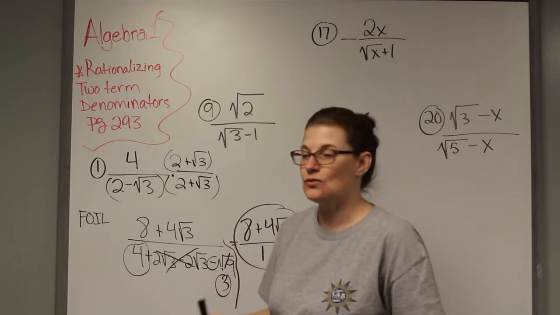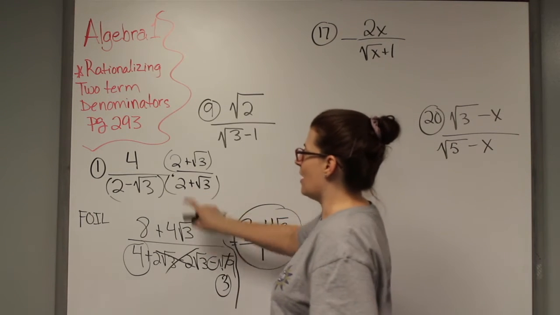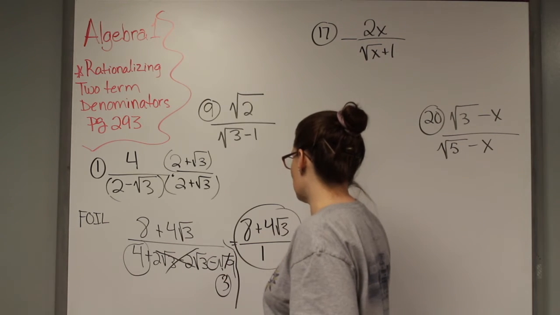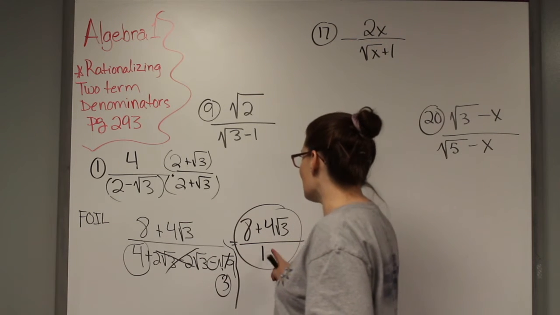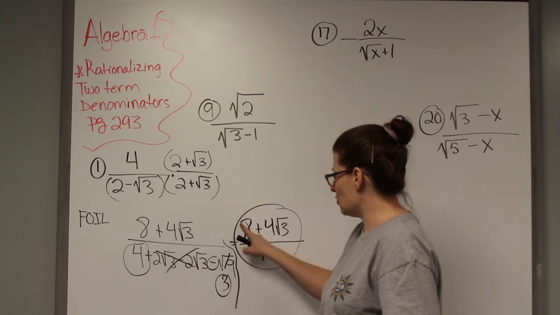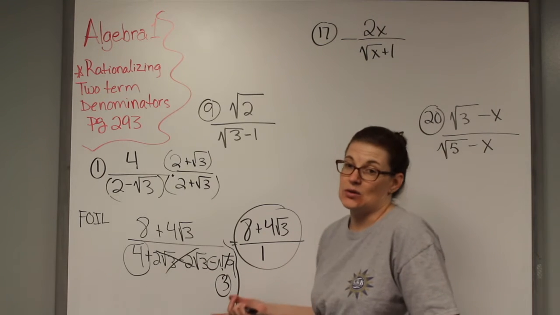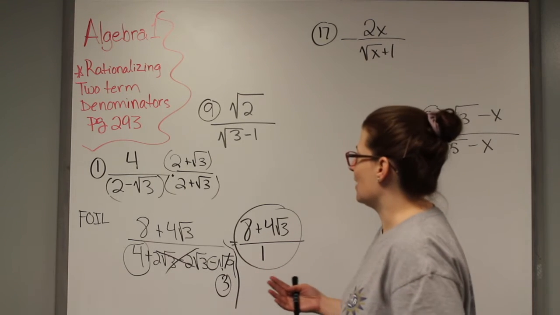Okay, so that's how you rationalize a denominator with two terms. You basically FOIL it with an opposite sign by its conjugate. All right. If this was another number like 2, then I could divide 2 into this and 2 into that and simplify. But 1, I don't even have to write the 1 there. I just wrote it so that you could see where it came from.